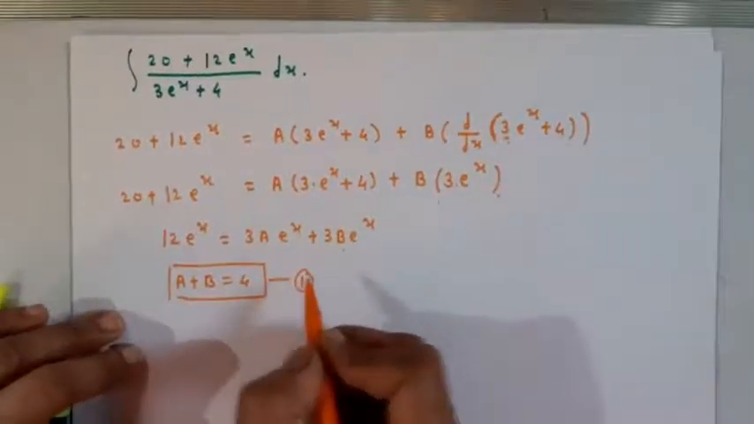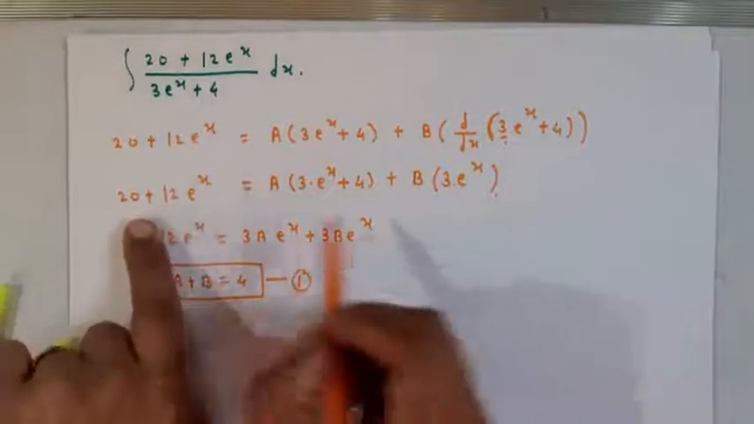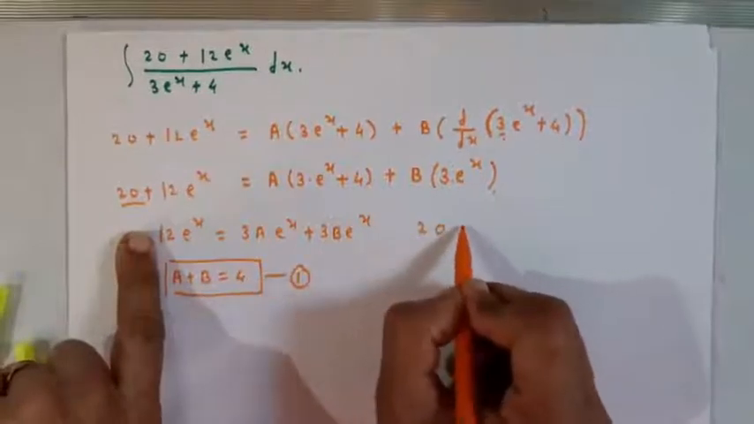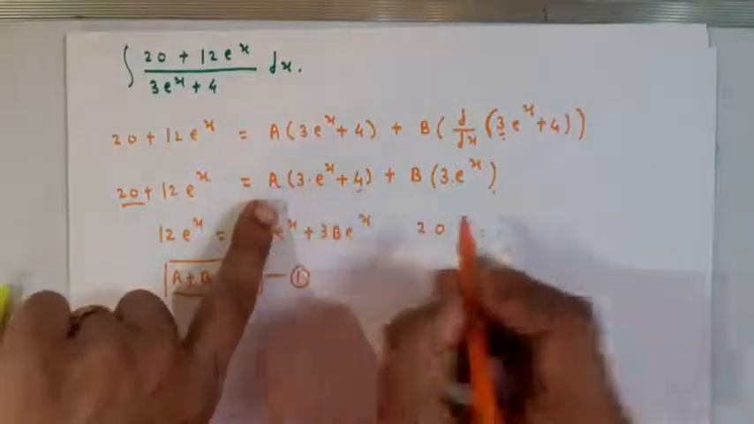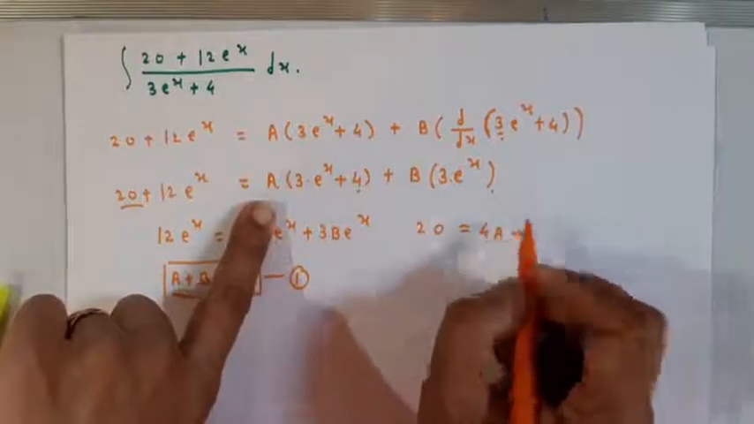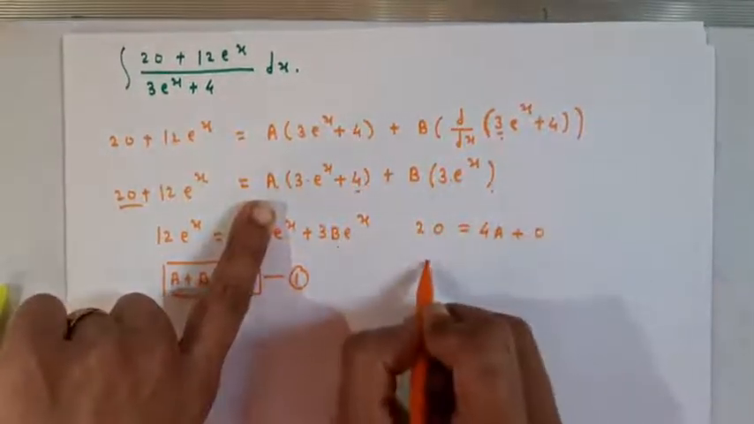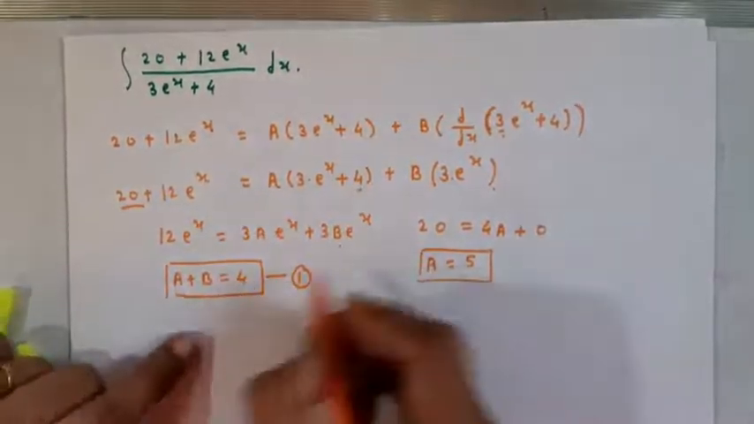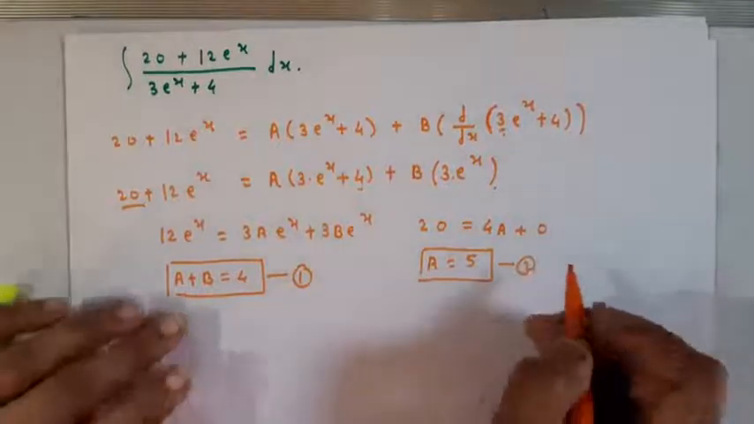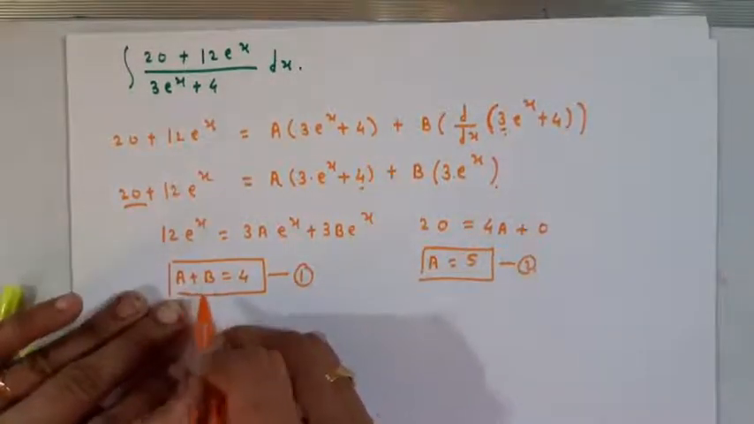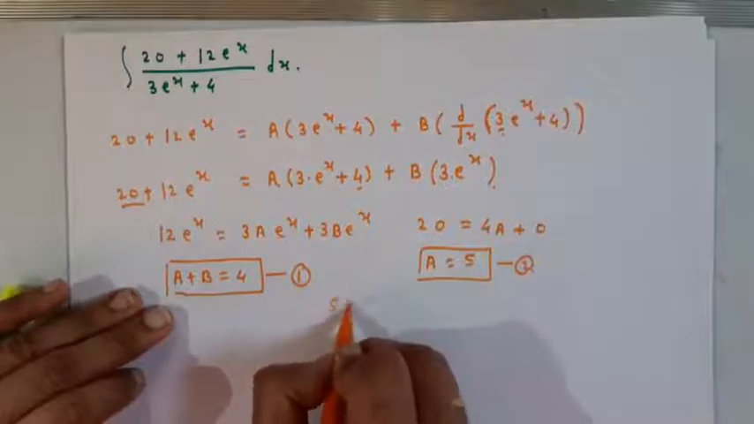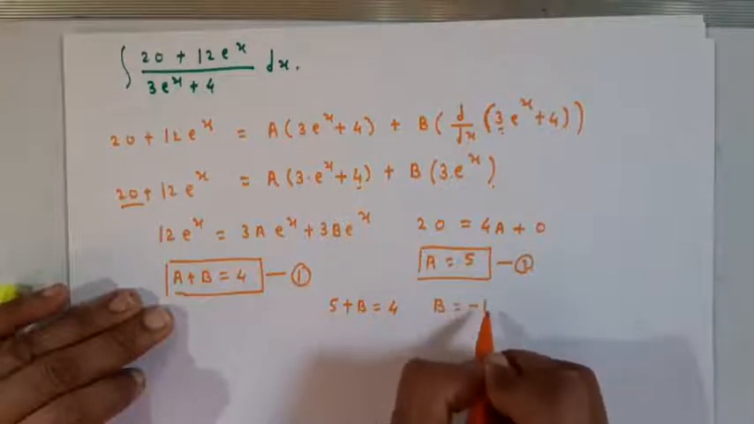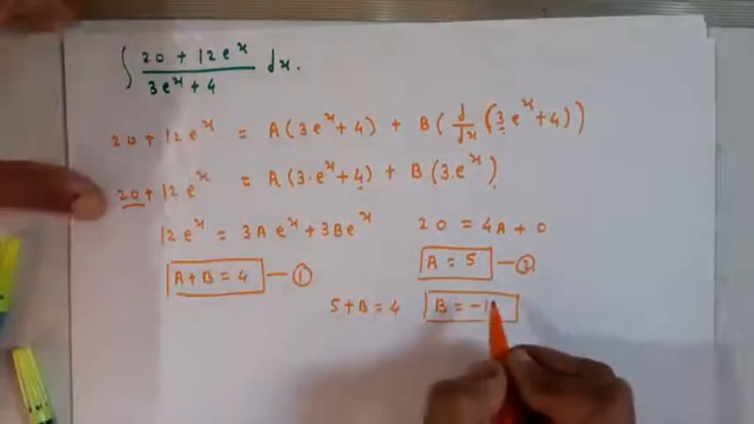Okay students, now compare the constant term from LHS and RHS. Here it is 20 and here the constant term is 4 into a, 4a. And in the second term there is no constant term, and hence a equal to 5. So put the value of a in equation 1: a equal to 5, 5 + b equal to 4, so we will get b equal to minus 1.